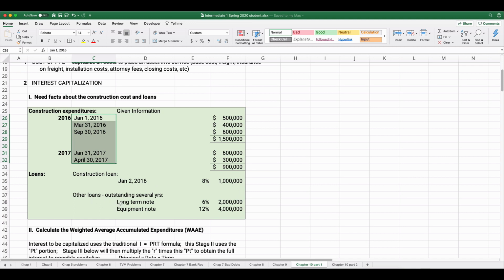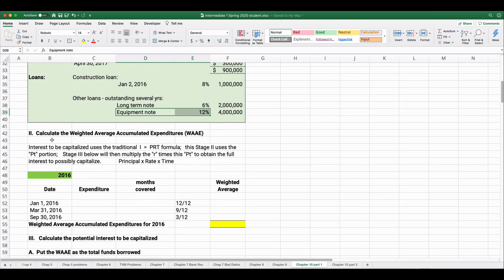So let's say we took out one construction loan for $1 million, and it's at 8%, and it's going to last for this entire period. And we have two other loans. We have a long-term note at 6%, and we have an equipment note specifically on equipment at 12%.